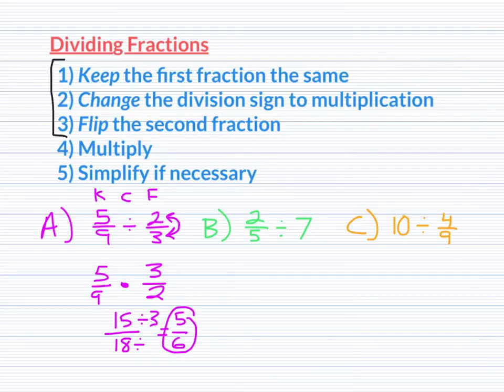So all we need to do to start, we keep the first fraction, change the division to multiplication, and flip the second fraction. And then once we do that, it's just a multiplication problem.